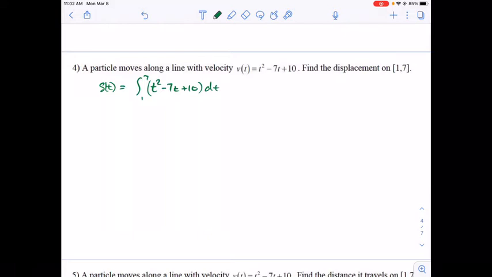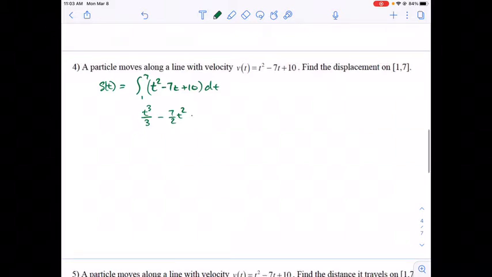So we'll take the integral. This is an easy function to take the integral of. Remember, as you take this, we add 1 to the exponent and divide by that number. So this will be t cubed over 3 minus 7 halves t squared, or 7t squared over 2, plus 10t. And remember that the plus c is going to cancel out because this is a definite integral. So we're just going to evaluate this from 1 to 7.